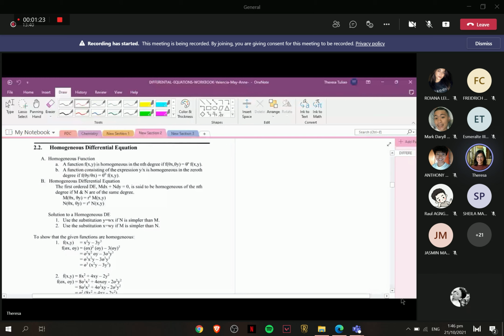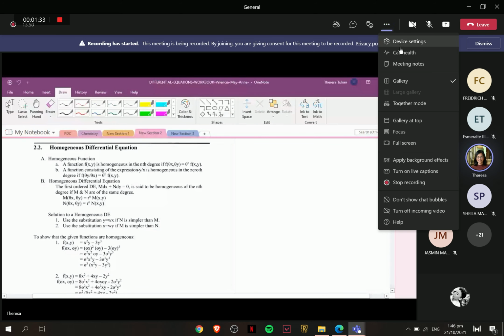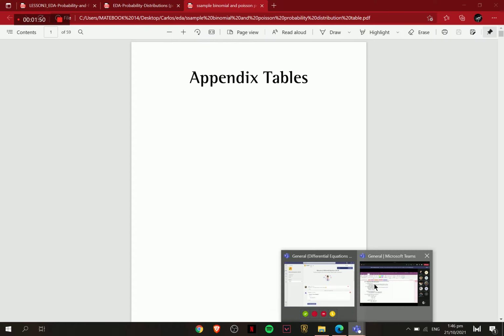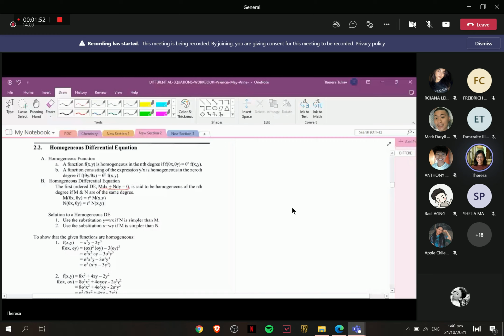The same goes for a homogeneous differential equation. The form is M dx plus N dy is equal to 0. Remember this form, it's what we used in separation of variables. If you have M dx plus N dy equal to 0, which is a first order differential equation, it is said to be homogeneous of the nth degree if the M function and the N function are of the same degree. We are also going to test that.